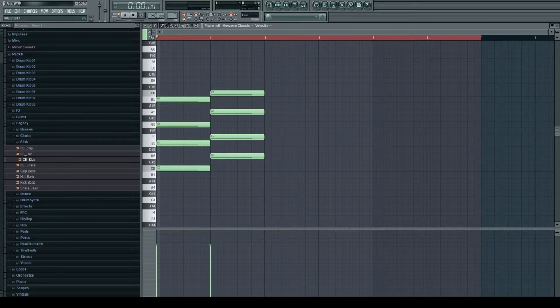Because it's minor, it's called a minor 7th. So again, same thing. I'm going to use the chords of C major.